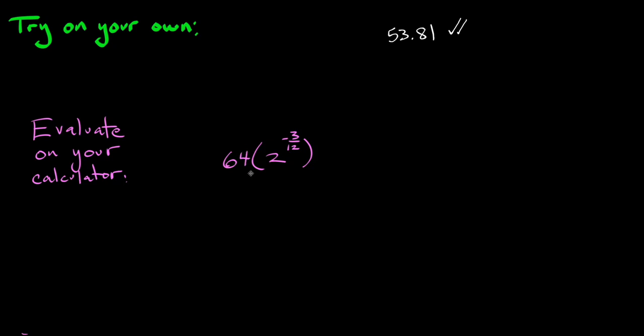Okay, here's what I would be typing in. I would be typing in 64 times, and then I'd put a parentheses. Well, I'm trying to take 2 to a power. So 2, and then there'll be a power button. And then my power is negative 3/12. So I would put another parentheses and put negative 3/12 and a parentheses to close that.